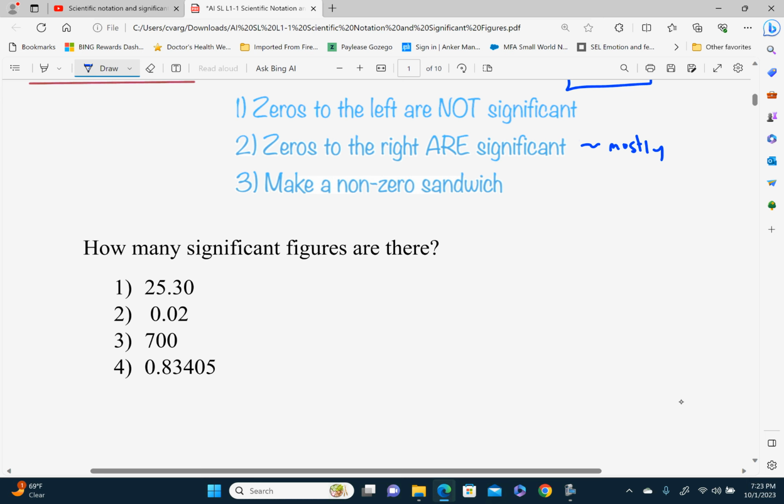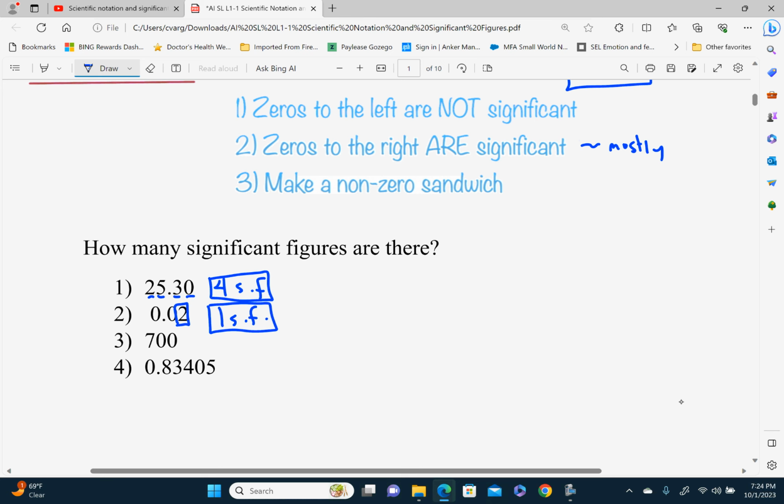All right. So for the first one, pretty straightforward, right? We have non-zero, non-zero, non-zero, zero. Zeros to the right are significant. So if we look at this, we have 4 significant figures here. Okay. So for number one, 4 significant figures. Looking at 0.02, it says zeros to the left are not significant, right? So these are not significant. So the only significant number that we have is 1 significant figure, and that is the 2, okay? Because it's a non-zero number.